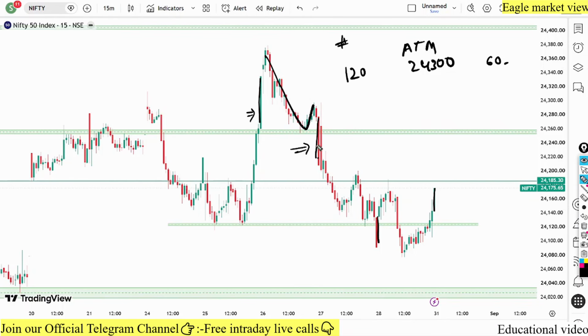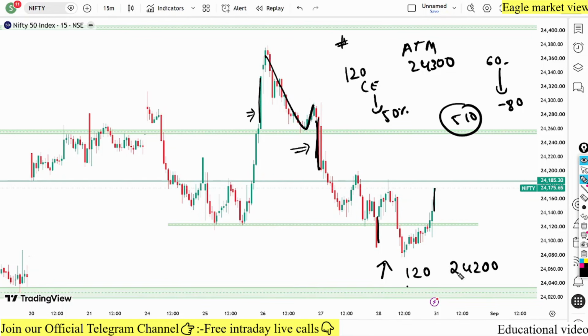So what happens? Suddenly downside momentum. CE premium is down by nearly 50%, and PE premium rose by almost 70 to 80 within a 5 to 10 minute time frame. Same scenario you can see here also. Today, the same thing: at 24,200 the call premium is nearly 120, and the put option side premium is nearly 60.